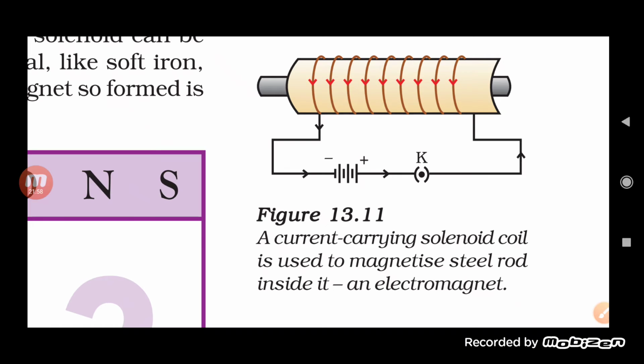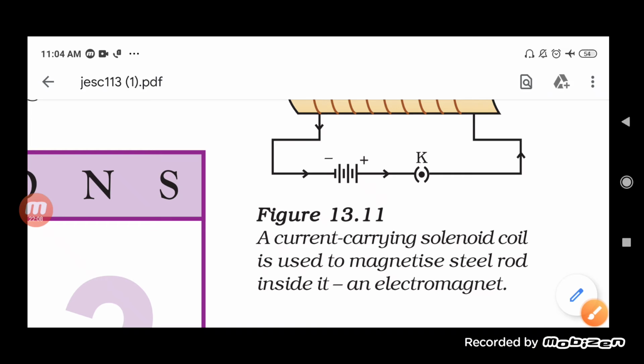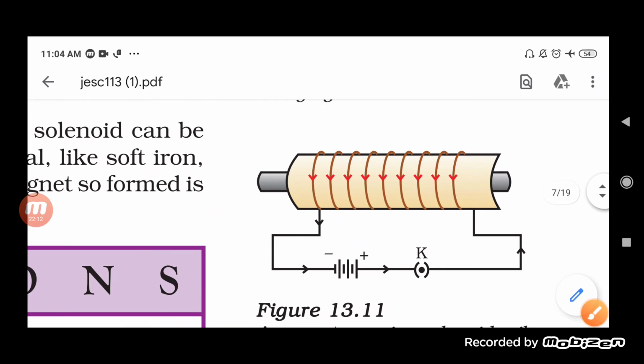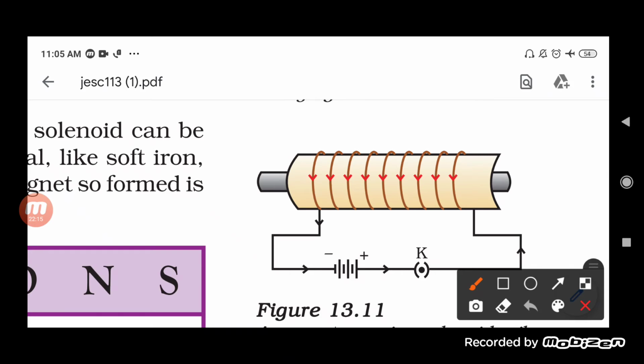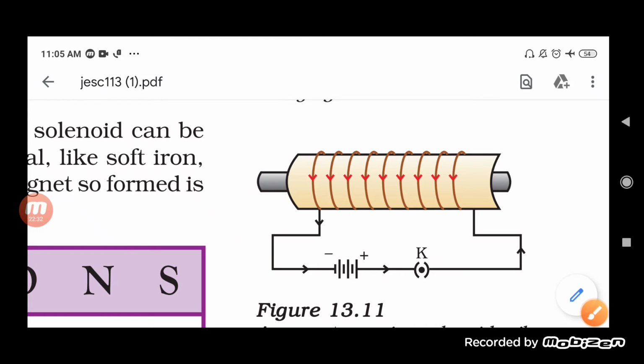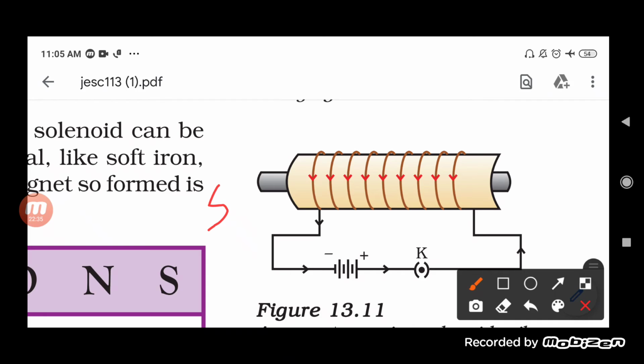Basically, in the case of a solenoid, I said that it behaves like two poles, that is, a north pole and a south pole. Now see, suppose the current is moving in a clockwise direction, then one end of the solenoid will behave like a south pole. So if the current is flowing in a clockwise direction, that end behaves like a south pole, and if the current is moving in an anti-clockwise direction, then the other end will behave like a north pole.